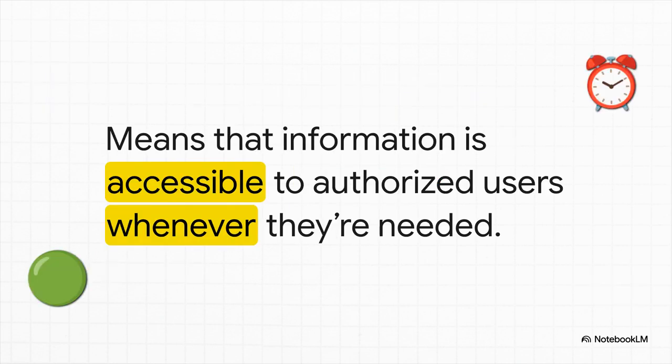And finally, we have availability. This is the promise that you can actually get to your information and your services whenever you need them. So if a hacker takes a bank's website offline, they've compromised its availability, and that stops real, legitimate customers from getting to their own accounts.